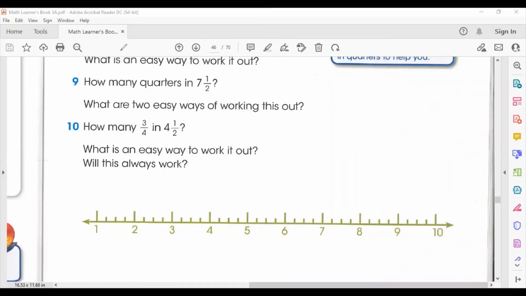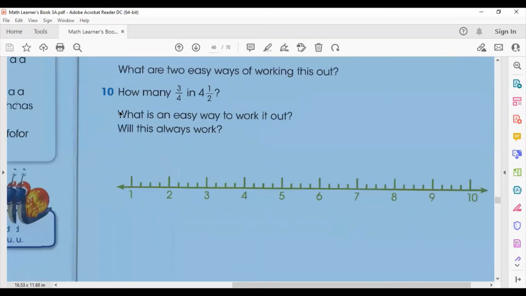After this, let's move to the next page.